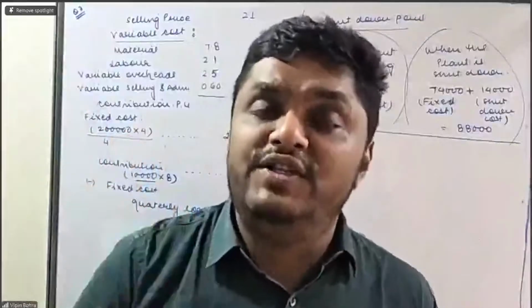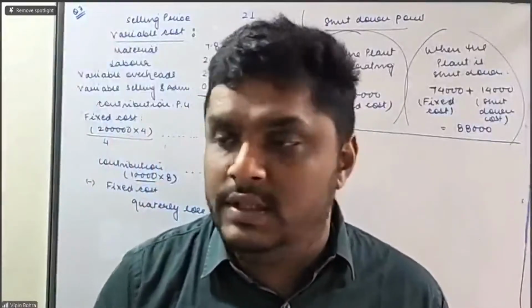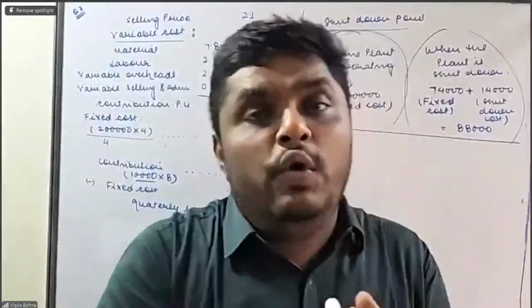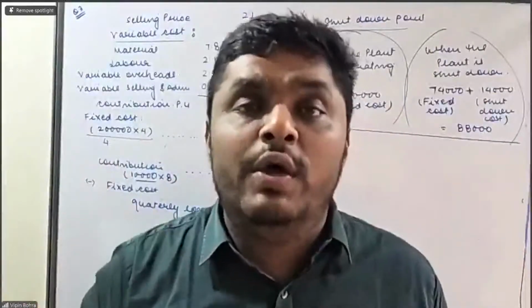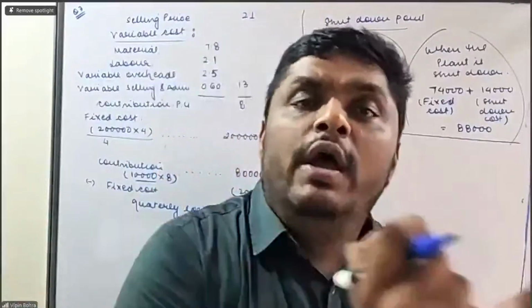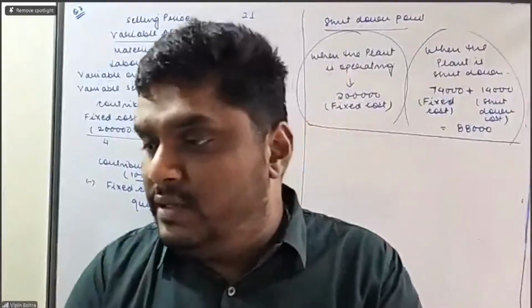So we can say if we shut down the plant in a particular quarter, there will be a loss of 88,000. So you guys have to tell me, if we continue the plant and there is a loss of 88,000, it means we are indifferent. Continue or shut down, there is a loss of 88,000 either way. This is the hint for the question.